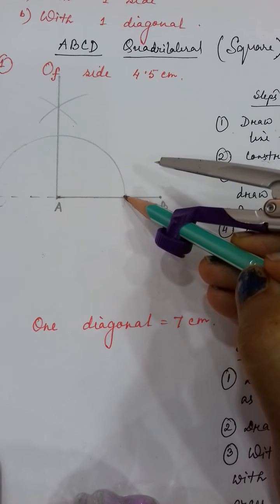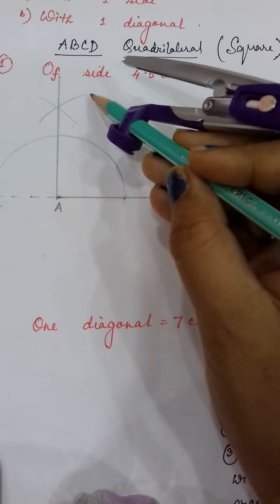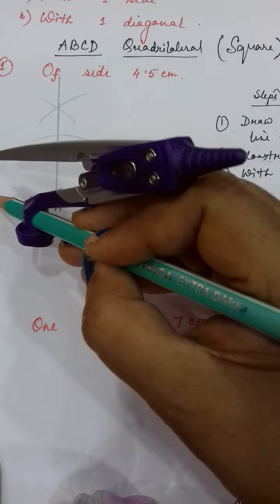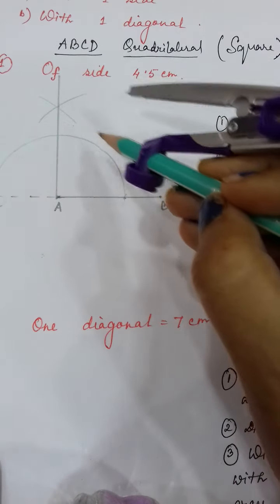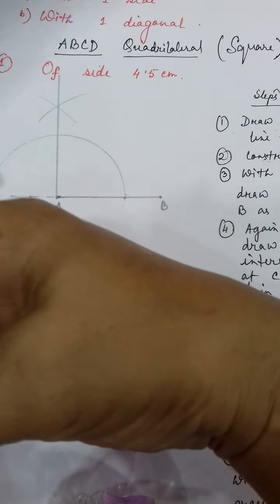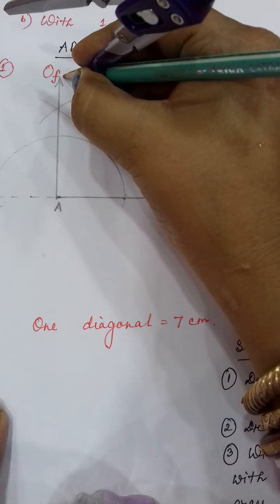Now with one point as the center, with any measurement you will draw an arc. Again with the same measurement with the other point as the center you will draw another arc. Then you will join the points. Clear? Name this one X.